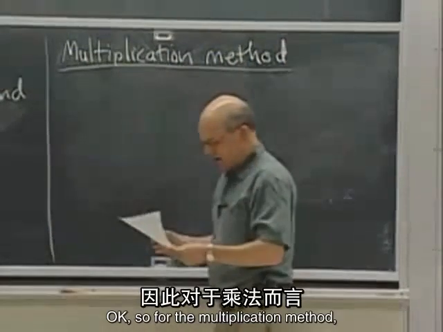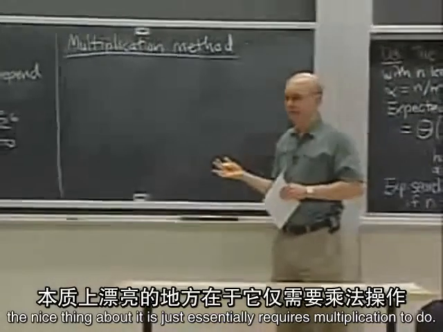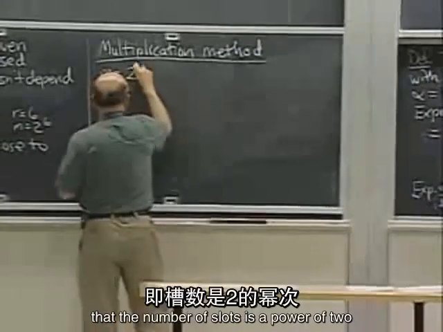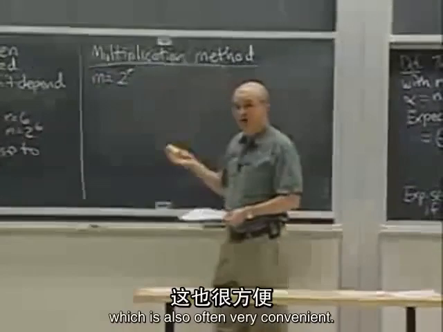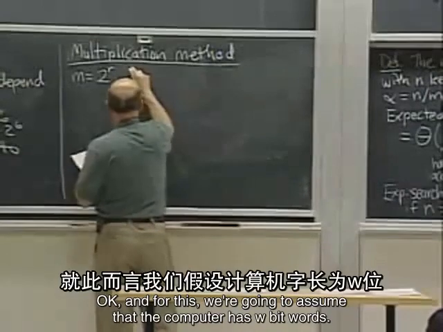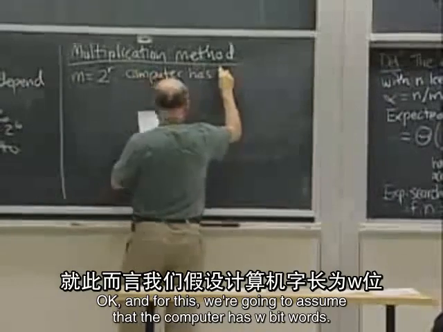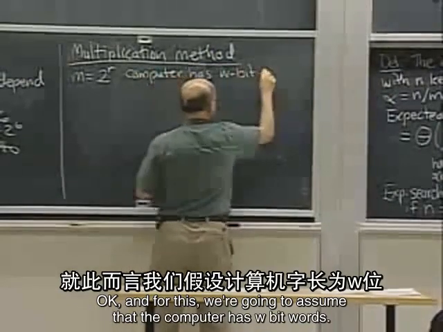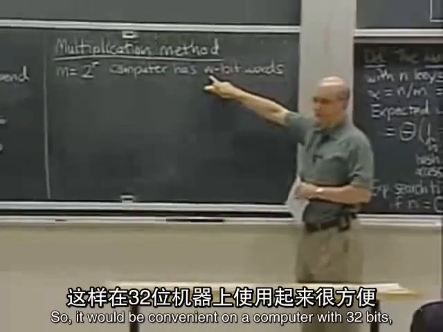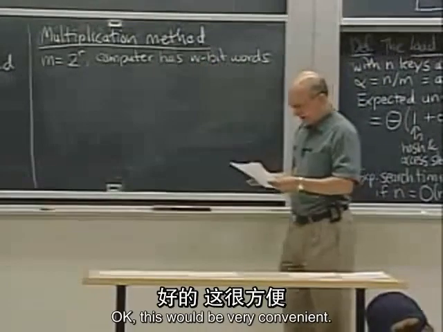Okay. So for the multiplication method, the nice thing about it is it just essentially requires a multiplication to do. And for this, we're going to assume that the number of slots is a power of 2, which is also often very convenient. And we're going to assume that the computer has W-bit words. So it'd be convenient on a computer with 32 bits or 64 bits, for example.